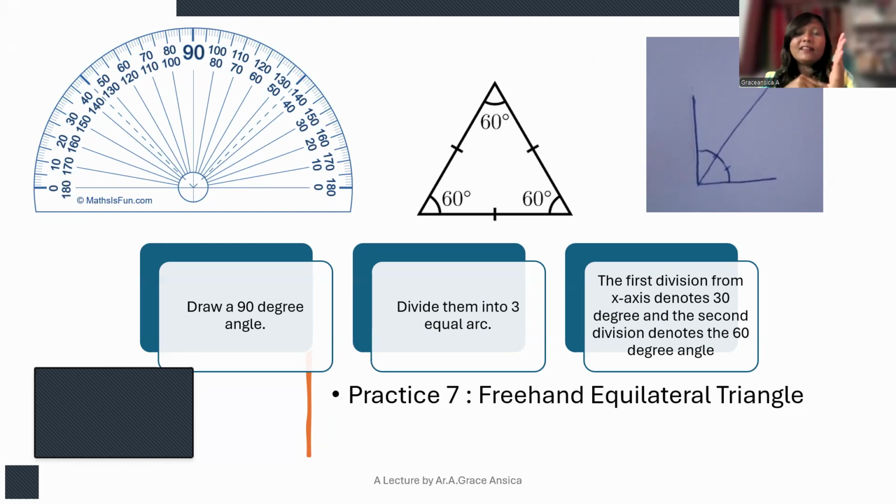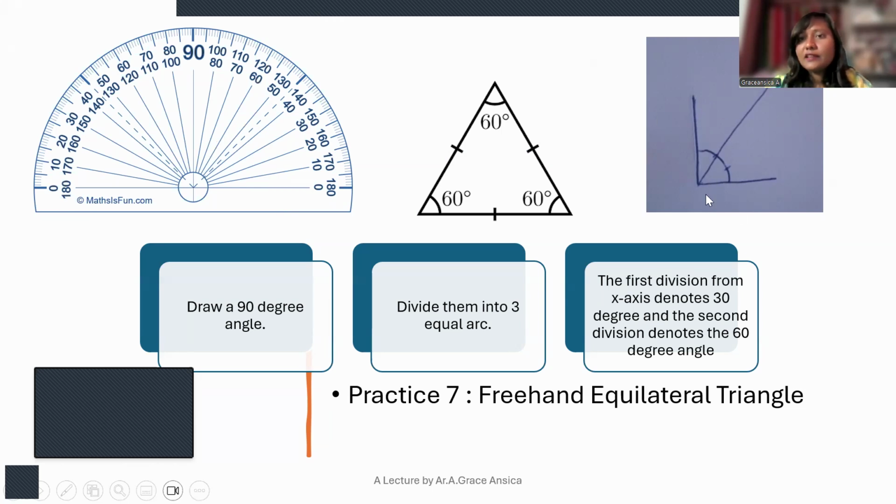Now, if I divide the 90 degree into three equal arcs, I get one to be 30 degree, the second to be 60 degree. So what you're going to do, mark the 60 degree. You can see a small illustration over here.